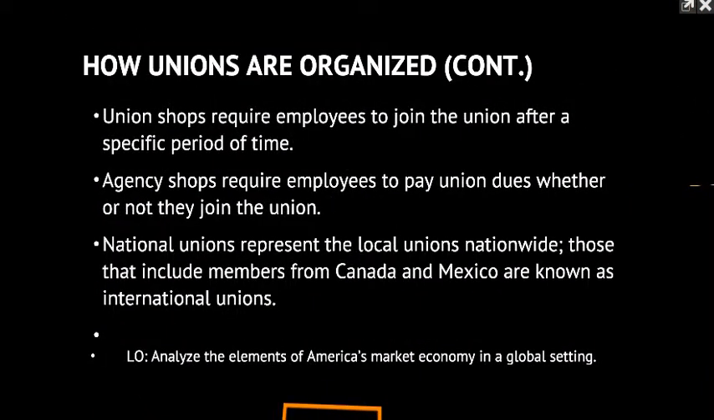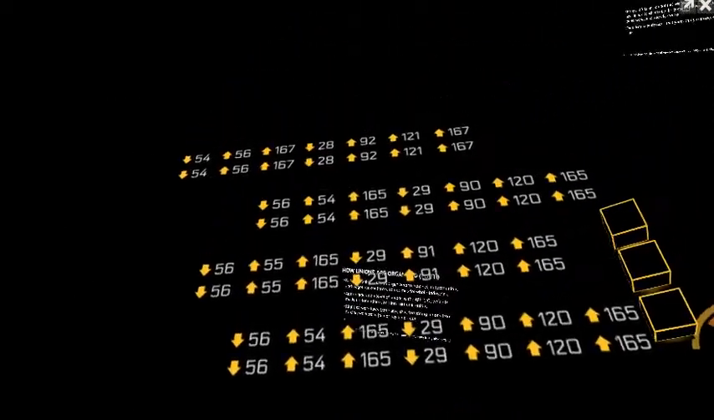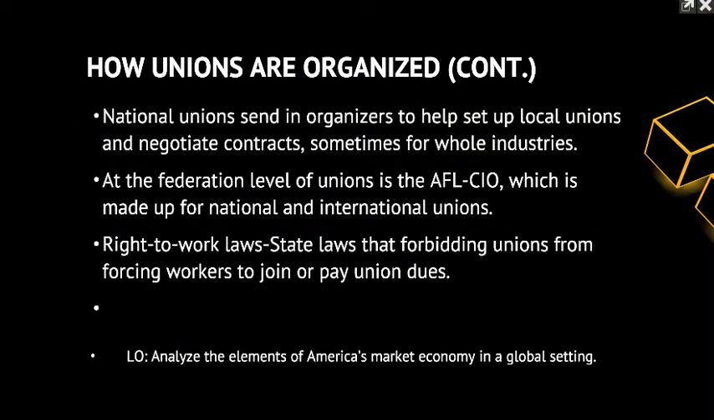Union shops require employees to join the union after a specific period of time. Agency shops require employees to pay union dues whether or not they join the union. National unions represent the local unions nationwide. Those that include members from Canada and Mexico are known as international unions. National unions send in organizers to help set up local unions and to negotiate contracts, sometimes for whole industries.